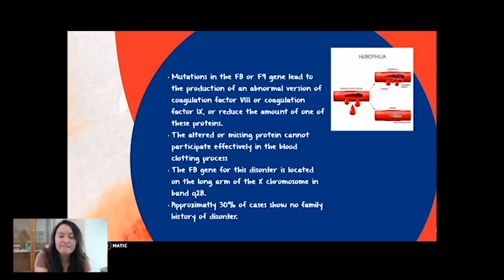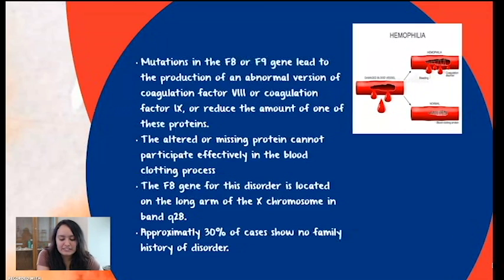So changes in the F8 gene are responsible for hemophilia A, while mutations in the F9 gene are responsible for hemophilia B. Mutations in both the F8 or F9 gene can lead to the production of abnormal versions of a coagulation factor, and reduce the amounts of these proteins. The altered or missing proteins cause an insufficient generation of thrombin, which is an enzyme in the blood plasma that is responsible for the actual clotting of the blood. Ultimately, it is unable to participate effectively in the blood clotting process.